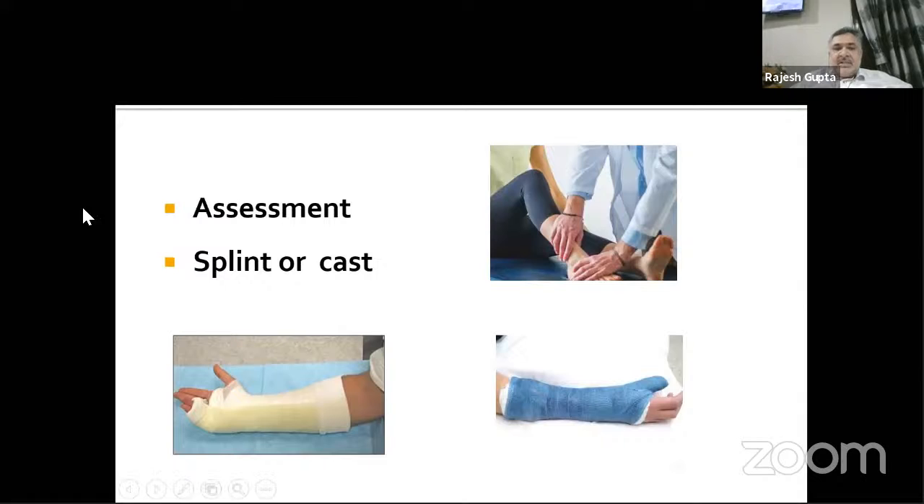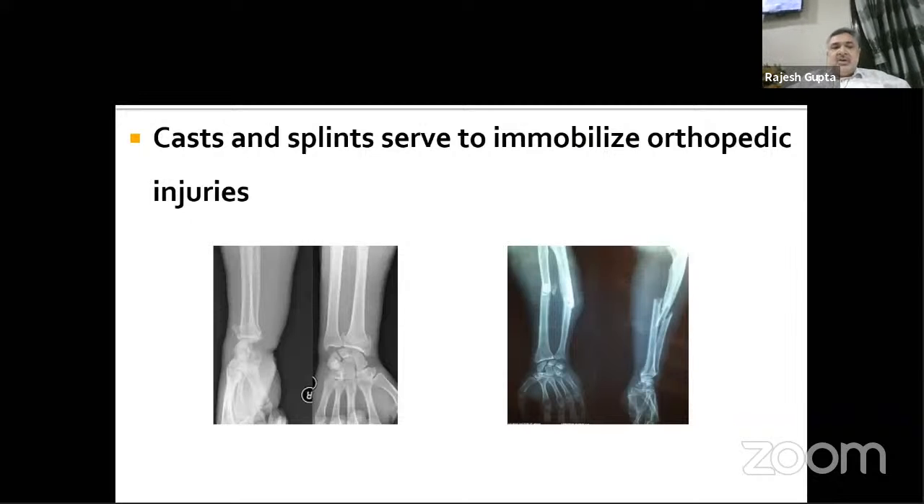Before applying any plaster cast, we must assess the extremity for displacement of the fractures, any abrasions, any wounds, and the distal neurovascular status of the extremity. If a need is felt for a plaster, we must decide whether the patient needs a splint or a cast. Casts and splints serve to immobilize orthopedic injuries, and they are indicated in the treatment of fractures, sprains, strains, ligament injuries, tendon lacerations, and some inflammatory conditions.